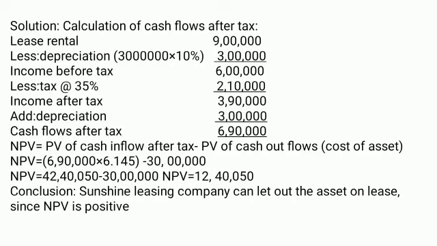So the next step is to calculate the net present value of the project. For this, the formula is present value of cash inflows after tax subtracted by present value of cash outflows, the cost of asset. For this, I have taken the cash inflow, that is 6,90,000, to be multiplied by the annuity rate, that is 6.145. I'll get the amount as 42,40,050. This will be subtracted by 30 lakhs. Finally, I'll get the amount of 12,40,050, the net present value of the project.